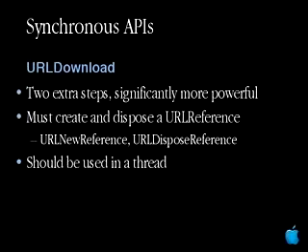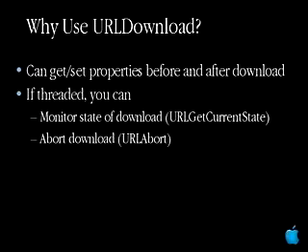The second synchronous API I want to talk about is slightly more complex. There are two more steps, but it's significantly more powerful, and it's called URL download. The two extra steps are you have to create and dispose of a URL reference. And once again, it should be used in a thread because it's going to take some time. Now, why would you use URL download instead of URL simple download? Well, because you have this URL reference, you can make any of the other API calls to do various and sundry things. You can call get and set property before and after the download. Or if you're threaded, from another thread, you could monitor the state of the download or even abort it.